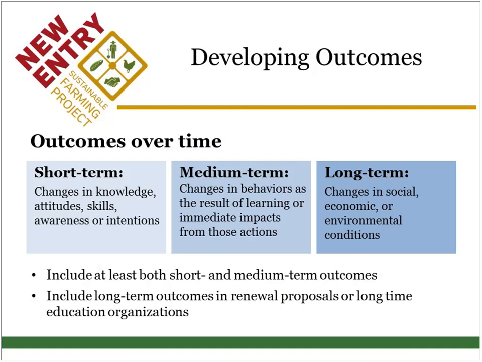Besides program characteristics, there are other evaluation concepts that are good to think about when creating your outcomes, and one is what happens over time. It's good to think about short-term, medium-term, and long-term outcomes generally. Short-term are changes in knowledge, attitudes, skills, awareness, or intentions, and these are normally the things that happen right after a workshop. Medium-term are changes in behaviors as a result of learning or immediate impacts from those actions.